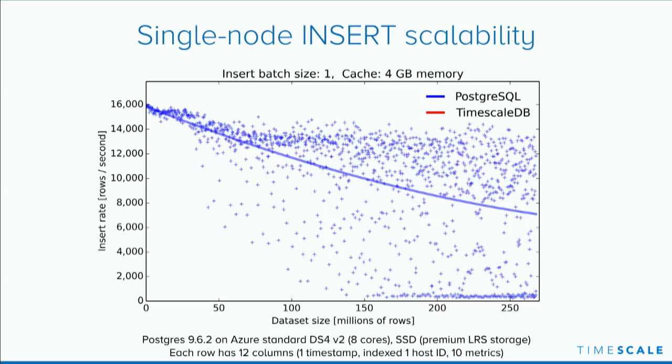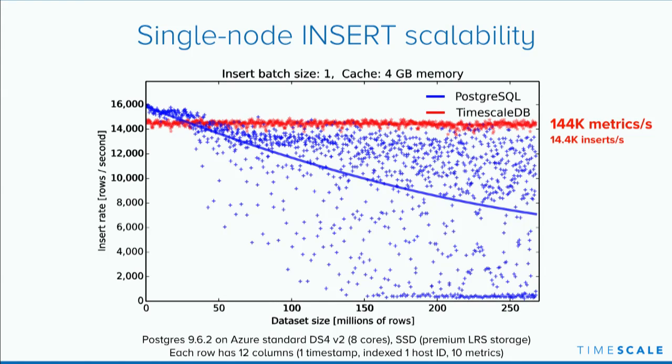What we essentially do is take your data and partition it across time and space. And the performance gain we've seen as a result is essentially horizontal performance. Even as your data set grows, your insert rate stays fairly constant. And this is inserting 14,000 rows a second, where each row is 10 metrics. So you're actually getting 144,000 metrics a second on a Postgres database of 250 million rows.